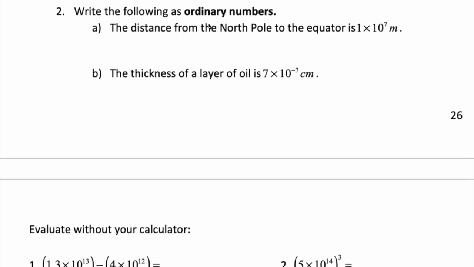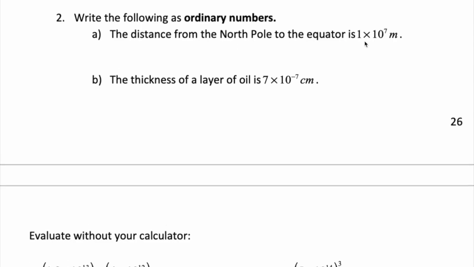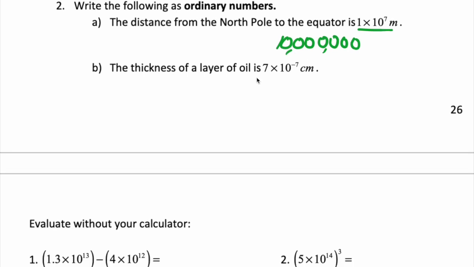Okay, write the following as ordinary numbers, so going from scientific notation backwards. That's just, you take 1 and multiply by 10 to the power of 7, you're going to have a 1 with 7 zeros, so that's 10 million. And this is, you start with 7 and you're moving 7 decimal places this way. 1, 2, well, you see, just move 1 here, then you're going to have 6 zeros, so it's going to be 1, 2, 3, 4, 5, 6, 7, that's 7 decimal places.